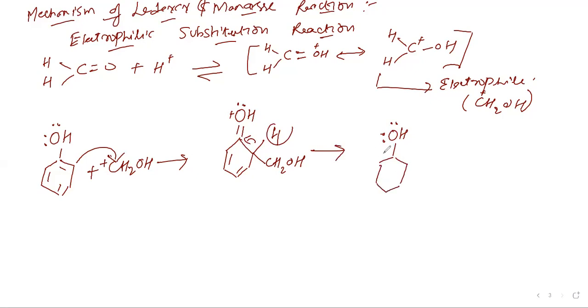So just remember always this step. Here you have CH2OH. This is how it will form if you have an acid catalyst. This is your acid catalysis. Now, in presence of base catalysis, this formaldehyde will attack your benzene ring.